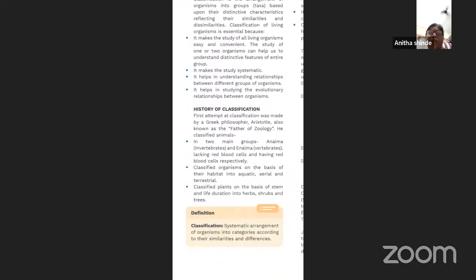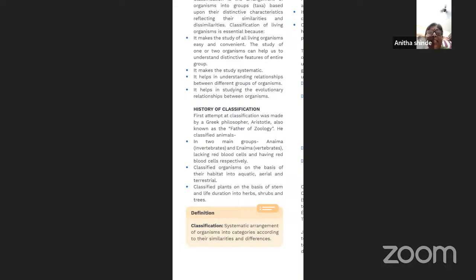The first attempt at classification was made by Aristotle, a great Greek philosopher. Today we call him the father of zoology because he studied most of the animals. The first attempt of classification was made by him, and he classified the animals into two groups based on the presence of red blood cells.